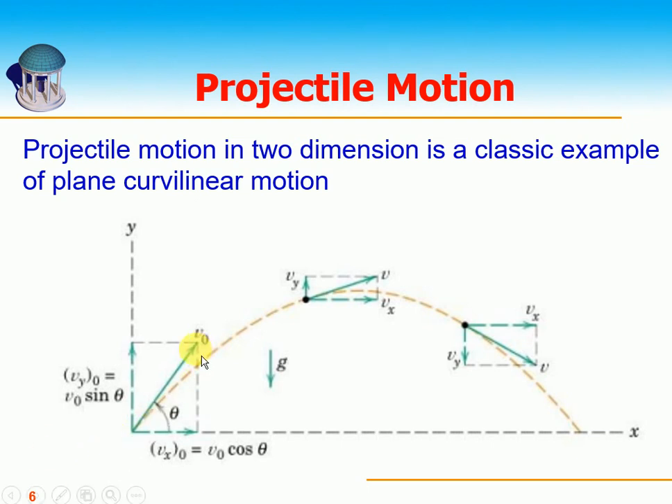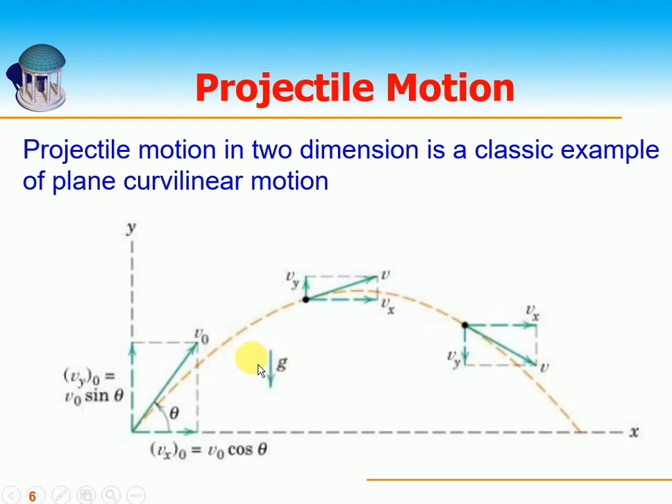So this velocity will have two components. One component is along the x-axis and the other component is along the y-axis. So Vx naught initially is v naught cos theta, and Vy naught is v naught sine theta. We give the projectile an initial velocity, and there is no power during the whole flight, only the initial velocity is there.